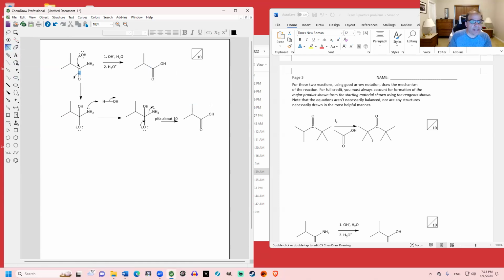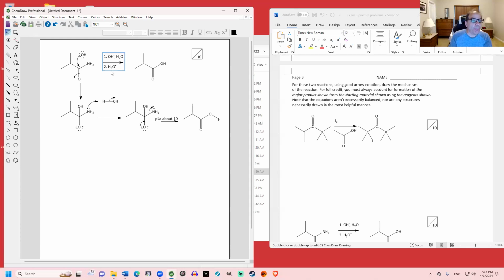That gives, as a matter of fact, the carboxylic acid that's identically equal to our product. But we're not done yet. We're still in alkaline medium. We haven't added the H3O plus yet.